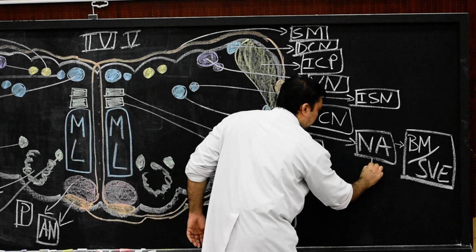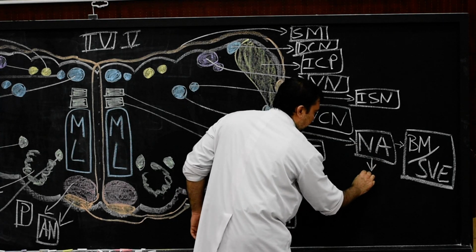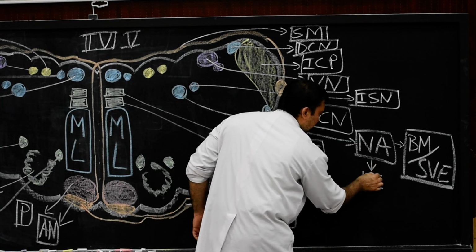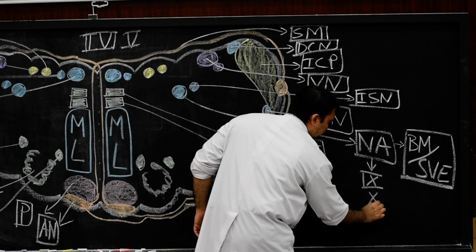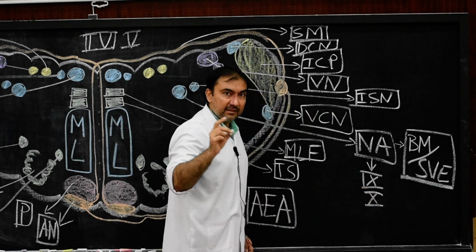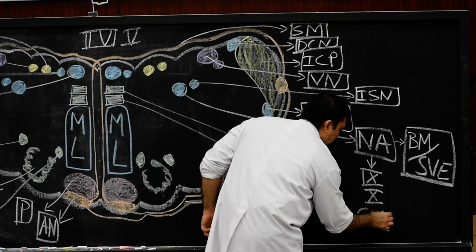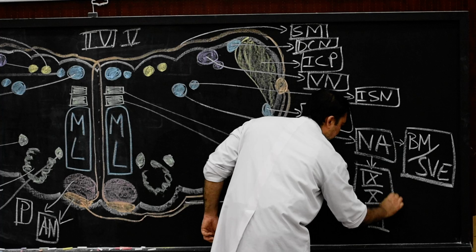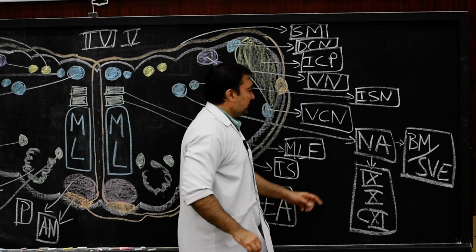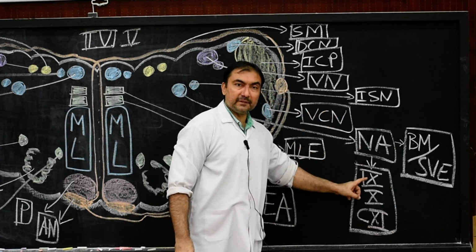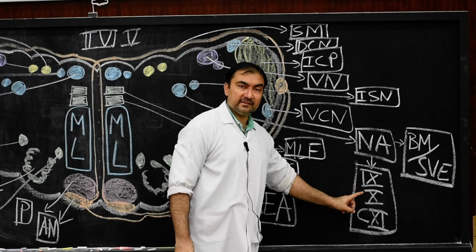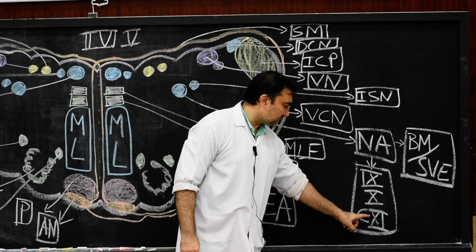Which nuclei does it consist of? It will consist of the glossopharyngeal nerve nucleus, the vagus nerve nucleus, and the cranial part of the accessory nerve nucleus. Here you have to make this and note it down. The nucleus ambiguus consists of the fibers from the glossopharyngeal nerve nucleus, also from the vagus and also from the cranial root of the accessory nerve.